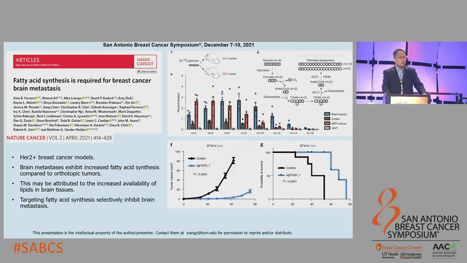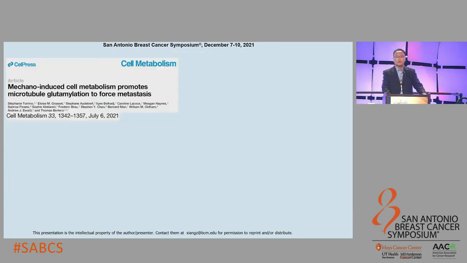And very importantly, they show that if you target this synthesis process, you can selectively inhibit brain metastasis. So this highlights the possibility that cancer cells need to adapt to the local metabolic environment during metastasis, which renders them vulnerable to certain therapies.